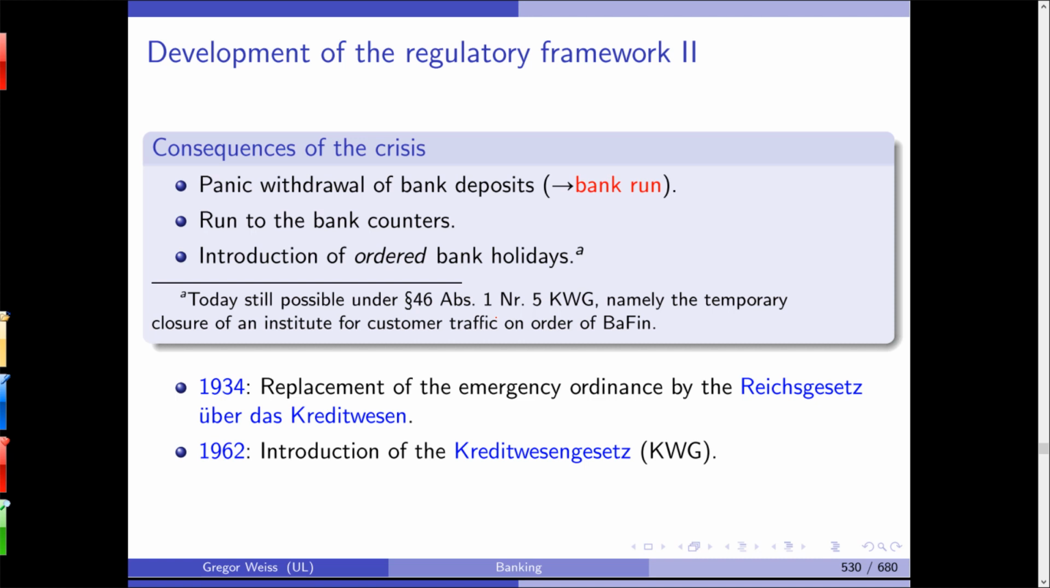The bank is suddenly closed down because they are fearing that depositors could run. The last time we've seen this was in Greece, when people started to run to ATM machines and to bank branches, and the government closed down and limited the amount of cash that was dispensed from ATM machines in Greece. That's a bank holiday. And this is still today possible under paragraph 46 of the German Banking Act.